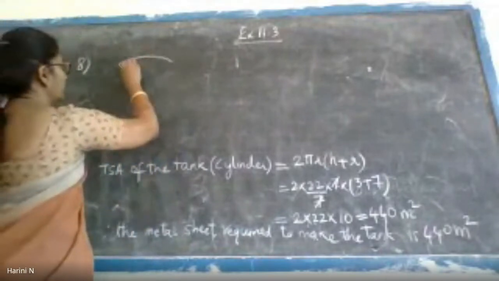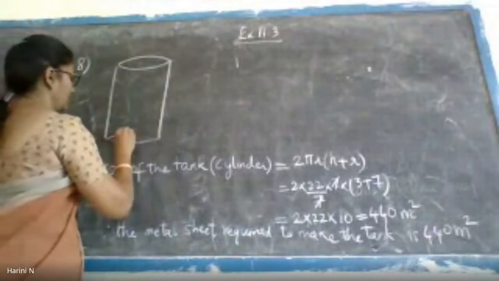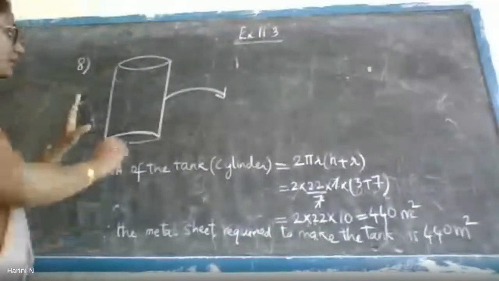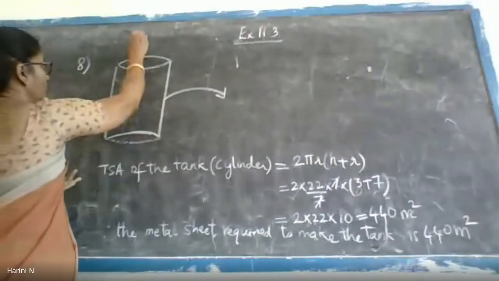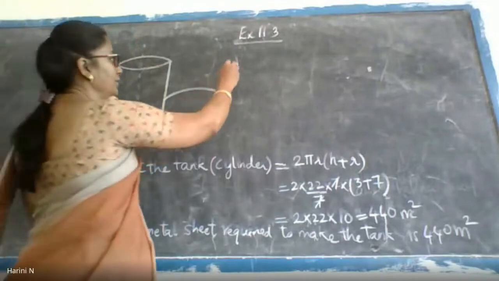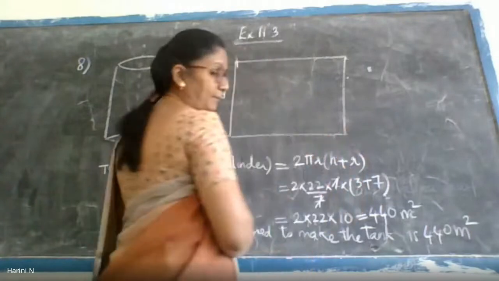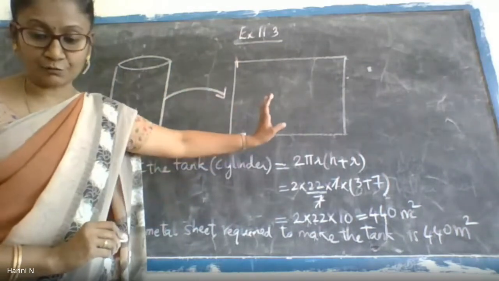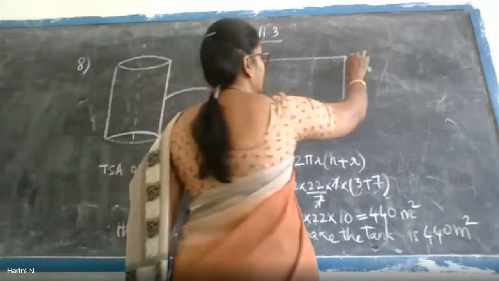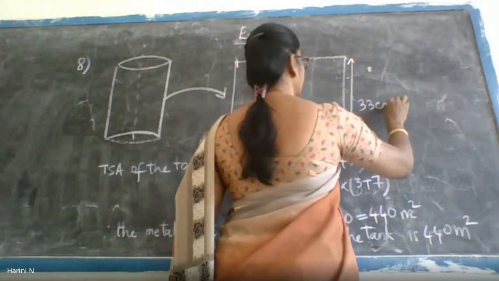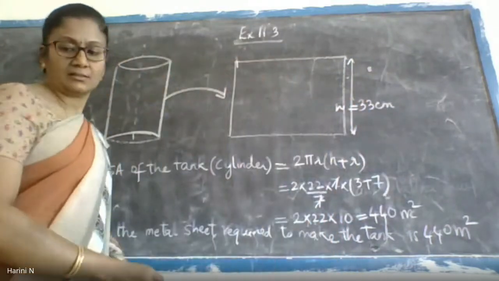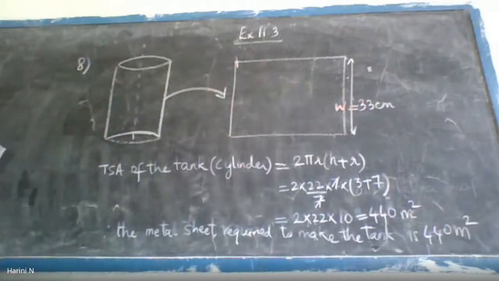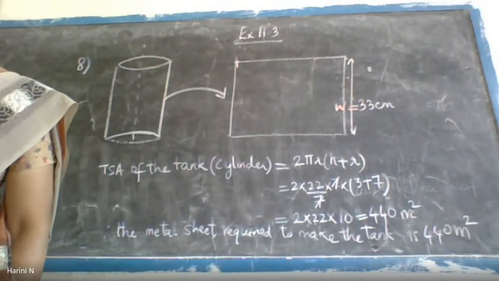So there is a hollow cylinder which is cut from the height. Means across the height it is cut, like we did in our activity. We rolled a sheet to make a cylinder. Here a cylinder is cut open along the height and opened to form a rectangular sheet of paper whose width is 33 centimeters. W, that is the width, is 33 centimeters. The question is, find the perimeter of the rectangular sheet.